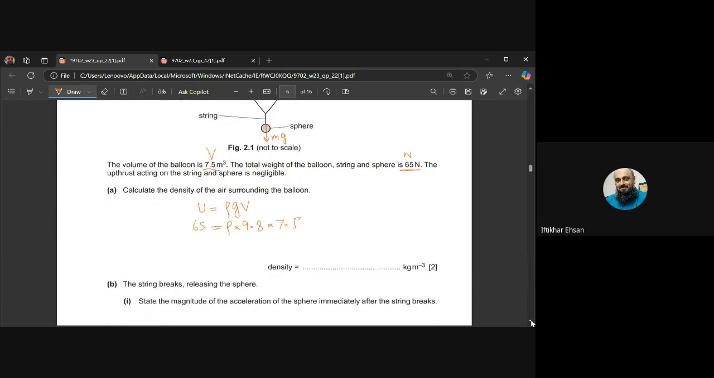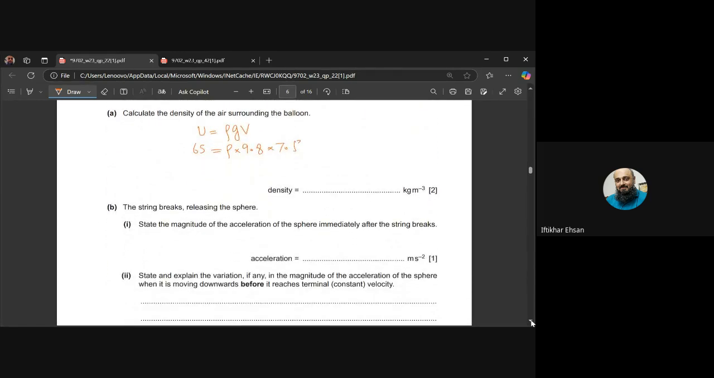Right, Beta ji? String breaks, releases the sphere.